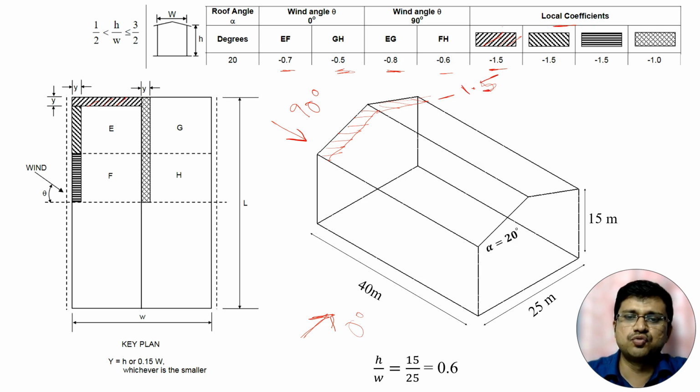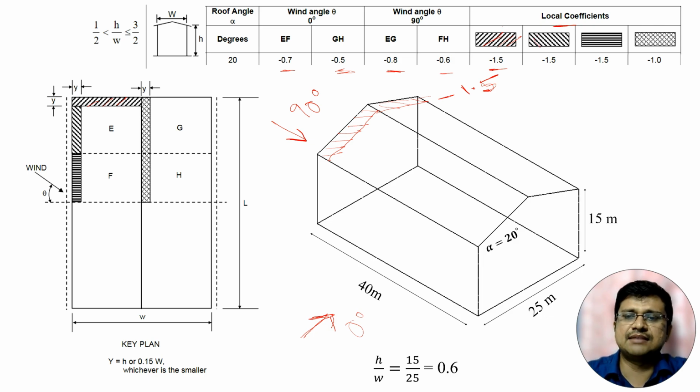This particular zone we have to consider for 90 degree, but our code has not clearly mentioned for which angle we have to consider this local coefficient. For 0 degree and for 90 degree, for both cases, our code specifies that we have to consider local coefficient. So we will consider local coefficient for both wind angles, because our code is not clearly mentioned. Now this is for 90 degree, but we will consider the value of minus 1.5.